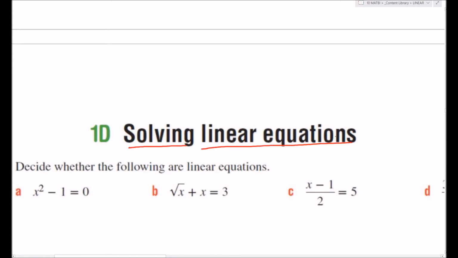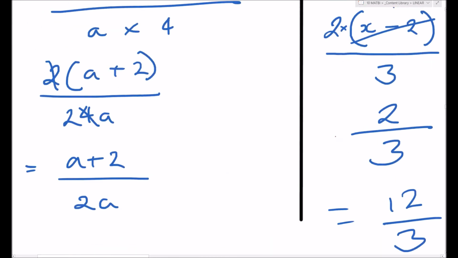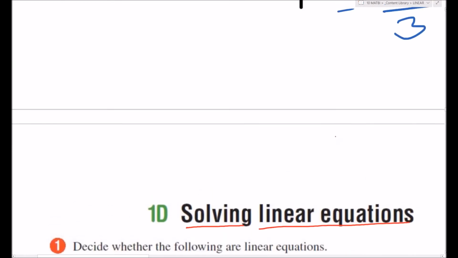Now, before we get into it, I'd like to remind you of a couple of things that we would have learned in the previous lesson that would be useful in this lesson. So if you haven't already, please go ahead and watch chapter 1a, 1b. We did not do 1c, so 1a and 1b. But just a couple of things that will help us with solving linear equations.